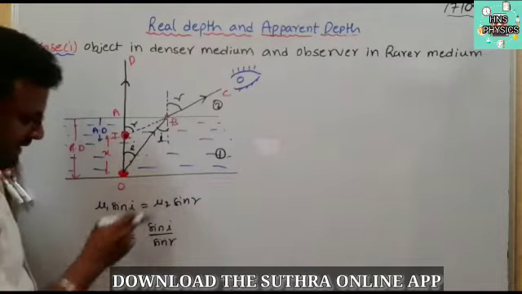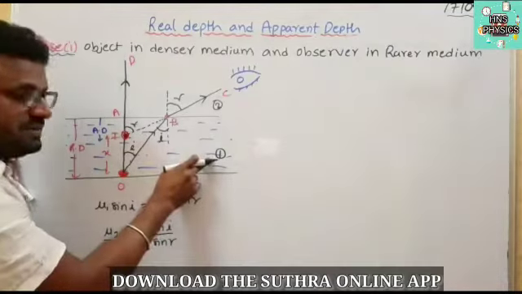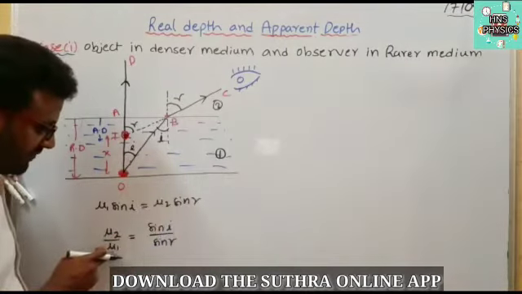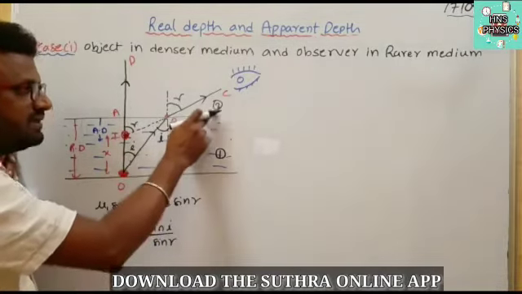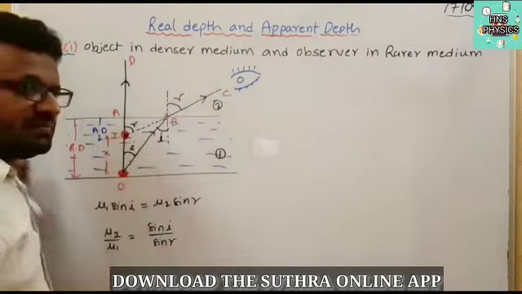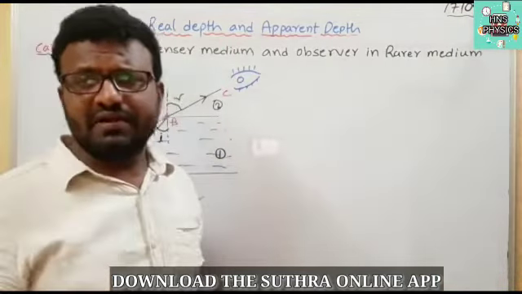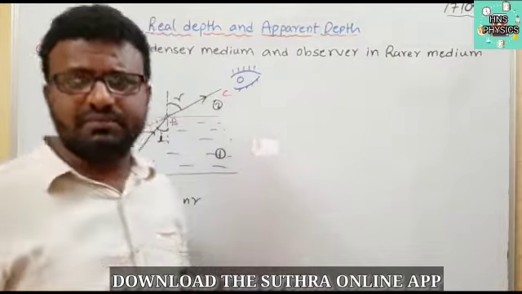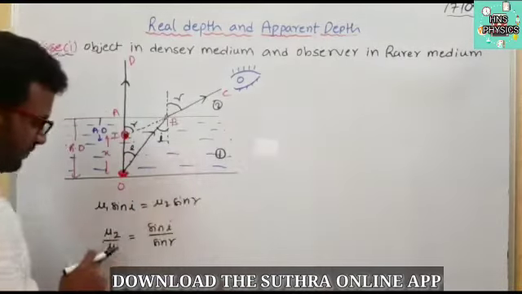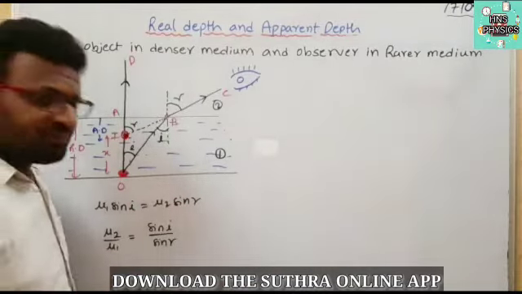Once again, here 1 is nothing but the denser medium, the refractive index of 1 is the denser medium, and this is the rarer medium. So generally we can take the refractive index of the second medium with respect to the first medium. So mu2 by mu1 is equal to sin I by sin R.